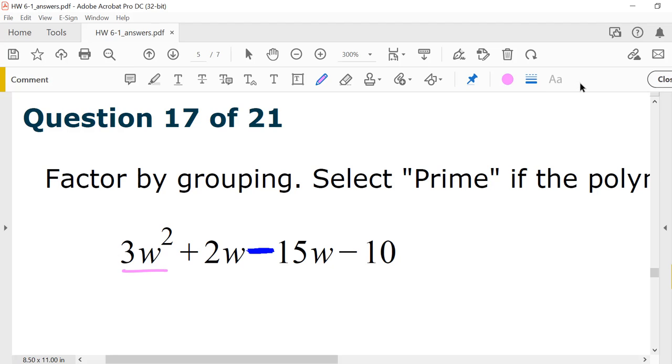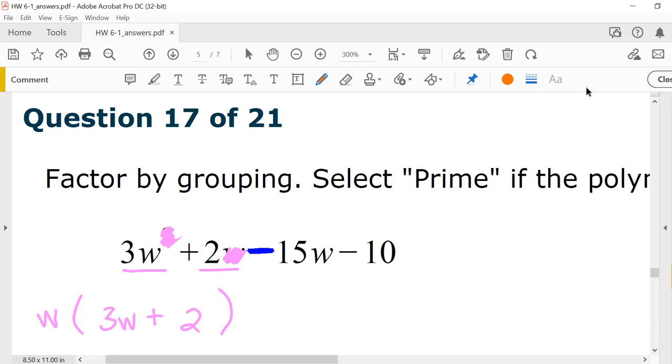All right, for the first 2 terms, what's the GCF of those 2 terms? 3 and 2, the numbers have nothing in common. W squared, W, I can factor out a W. If I factor out a W from the first term, I'm left with 3W. If I factor out a W from the second term, I'm left with 2.